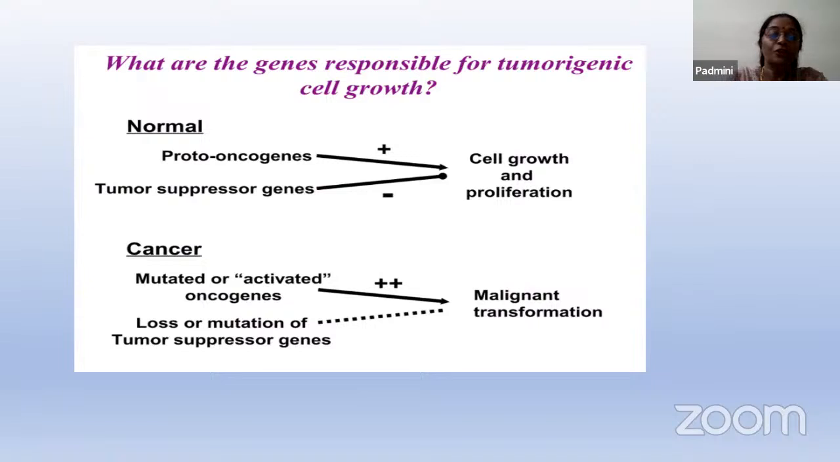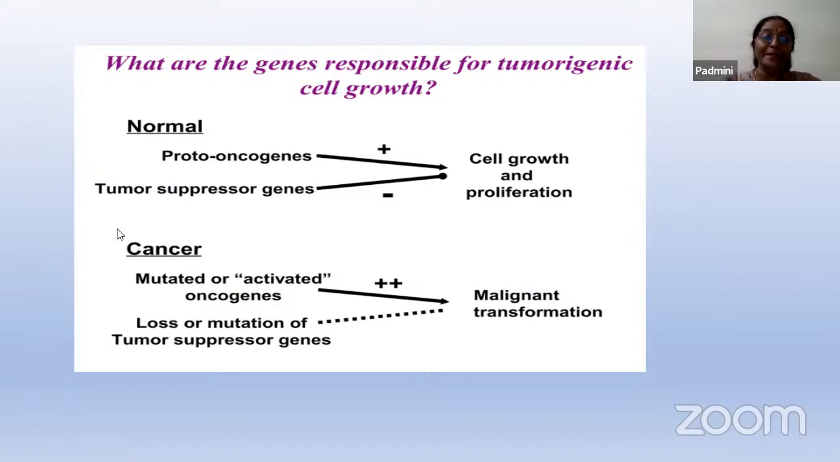First, we are going to talk about proto-oncogenes. In normal cells, you have proto-oncogenes, which lead to cell growth and proliferation. Second, tumor suppressor genes, which are the genes that suppress a tumor from growing. You find these two genes in normal cells, proto-oncogenes and tumor suppressor genes. So just make a note of it. What are the genes responsible for tumorigenic cell growth? We are going to talk a lot about proto-oncogenes and tumor suppressor genes.